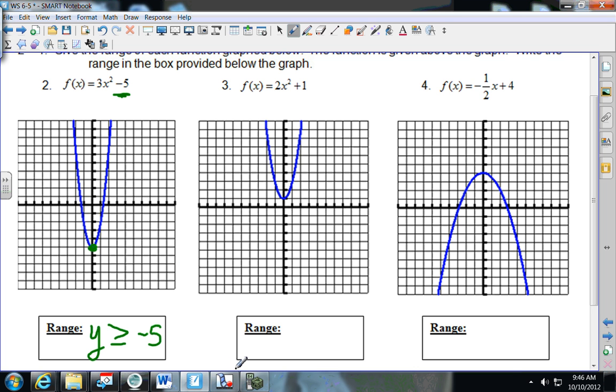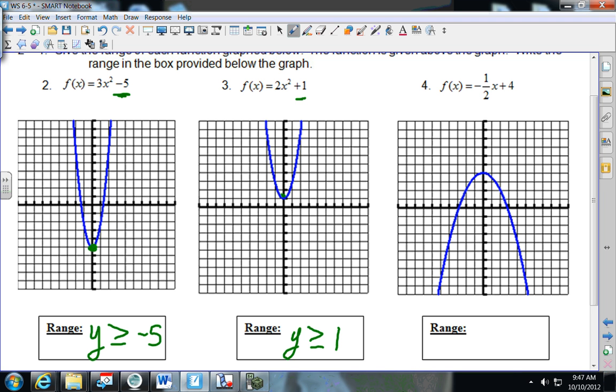Number 3. Range. Range is y. The parabola opens upward, so it's going to be greater than or equal to. And what's the number that the parabola starts at? At 1. It's at that vertex. So it's greater than or equal to 1.